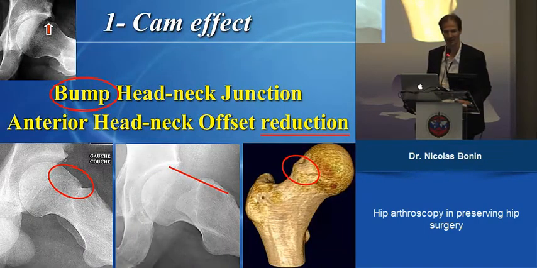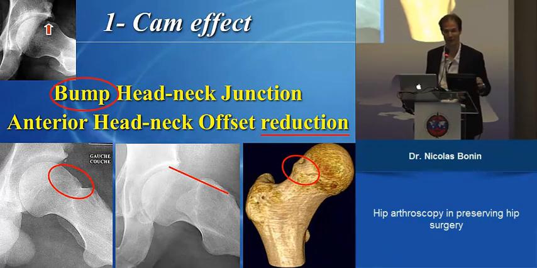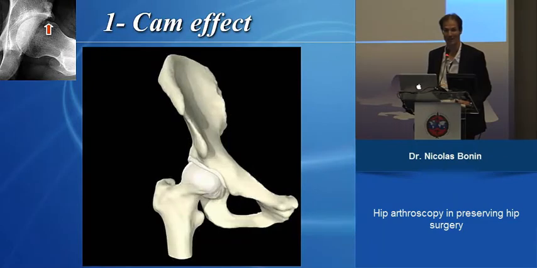Here is an example of the CAM effect, where you can see the bump on the head-neck junction. And sometimes there is no bump, but a head-neck offset reduction. The neck is flat. This is always in the anterior-superior part of the head-neck junction.